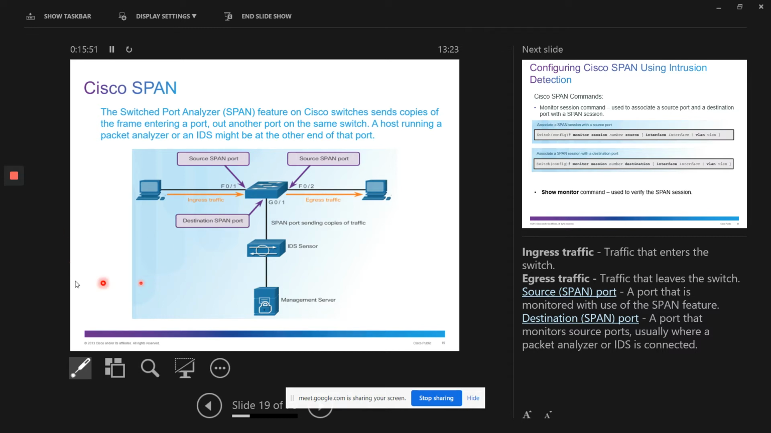On this figure you can see we have the ingress traffic, the traffic that enters the switch, and then egress traffic, the traffic that leaves the switch. Then we have the source SPAN port, a port that is monitored with the use of the SPAN feature. And then we have the destination port, the port that monitors the source port, usually where a packet analyzer or IDS is connected. So you can see the IDS is connected here.